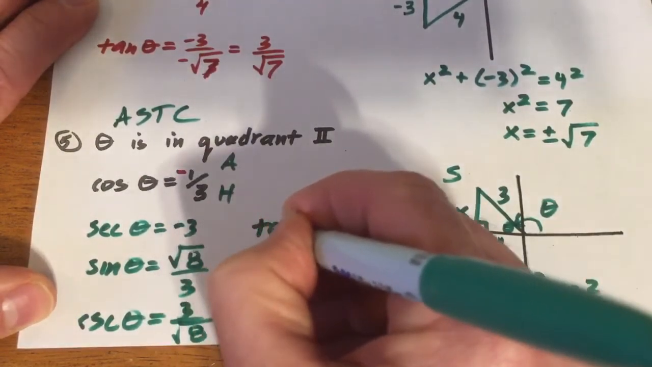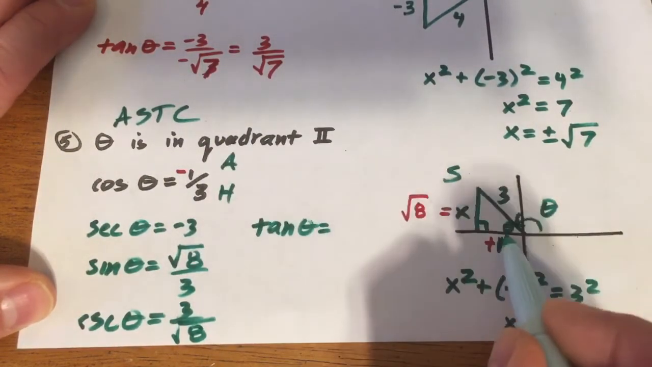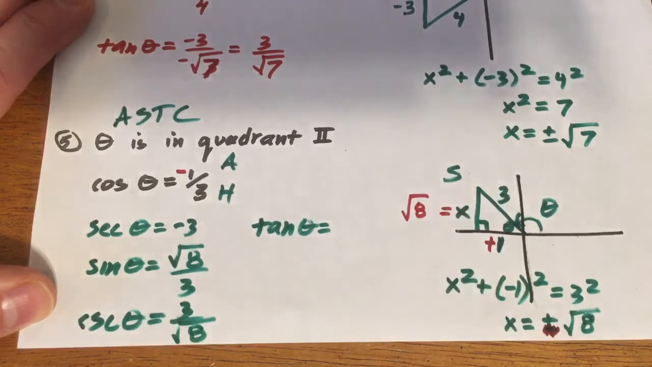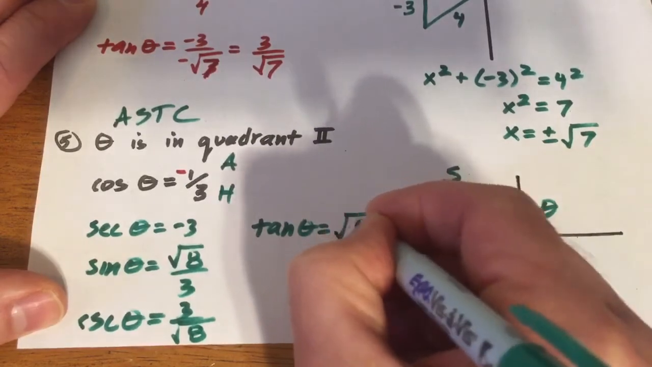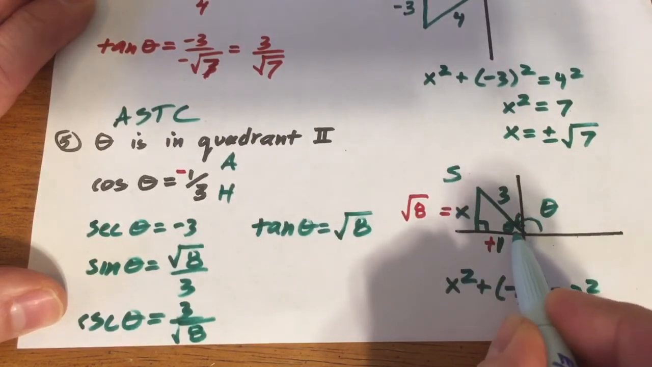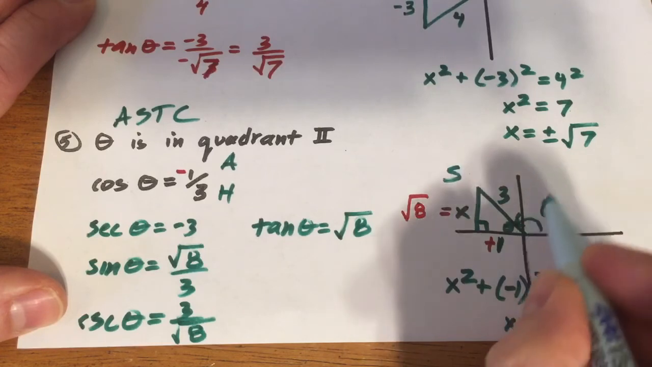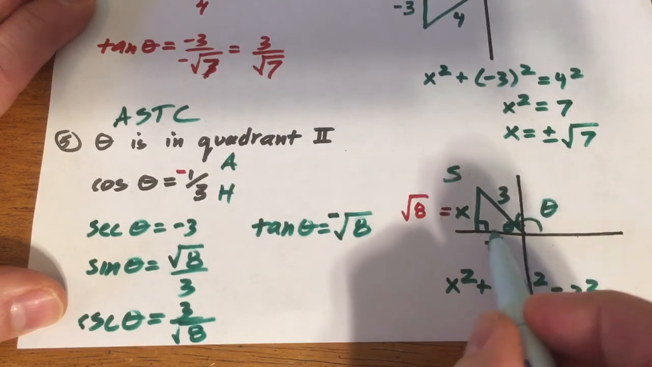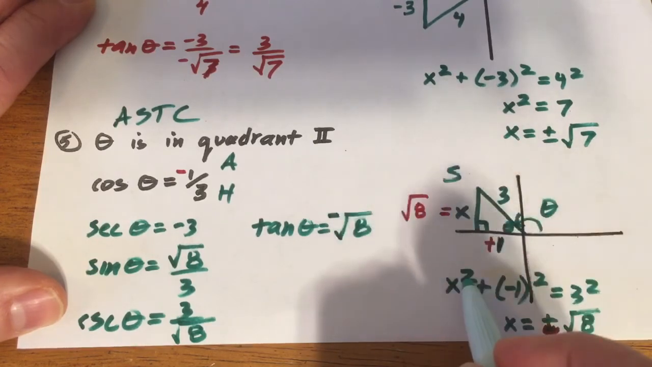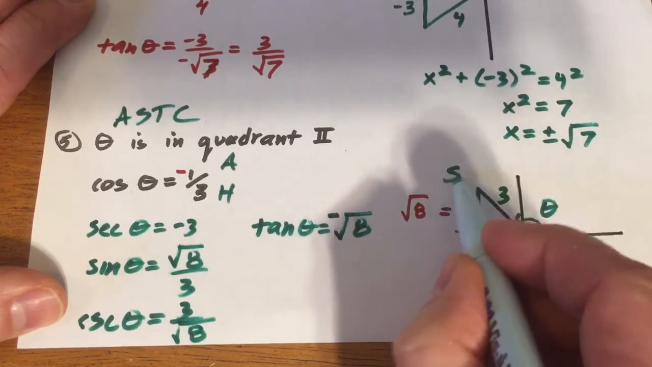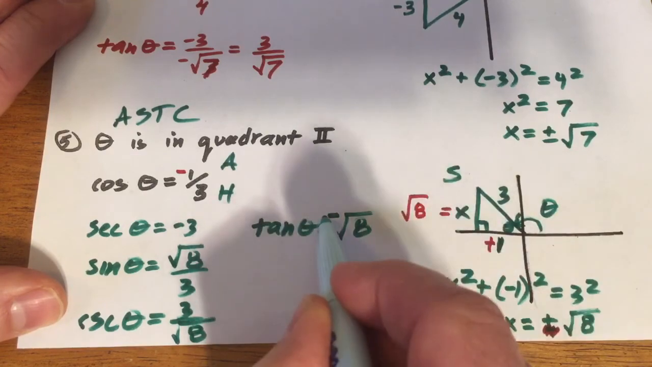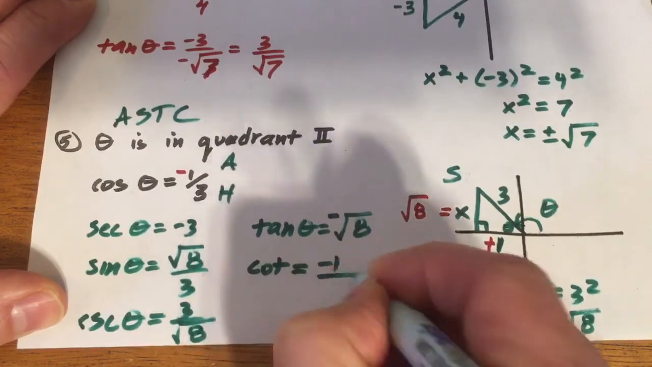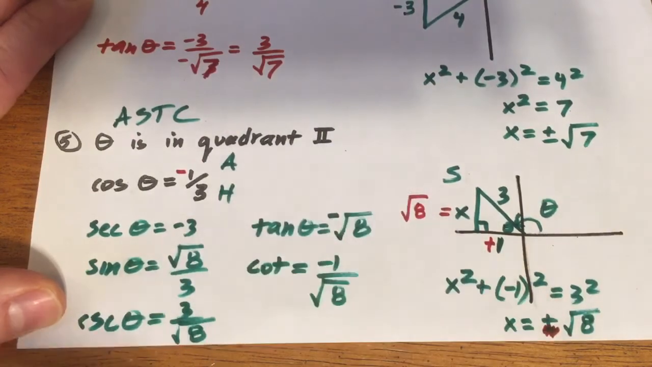What about the tangent? If we try tangent, we can do opposite over adjacent, which is square root of 8 over 1, which is square root of 8. And what's the tangent going to be in the second quadrant? Well, tangent is negative, so this will be a negative. Why is tangent negative? Because all students take calculus. In the second quadrant, only sine and cosecant are positive, meaning tangent's got to be negative. Cotangent is going to be negative 1 over square root of 8. And we're done.